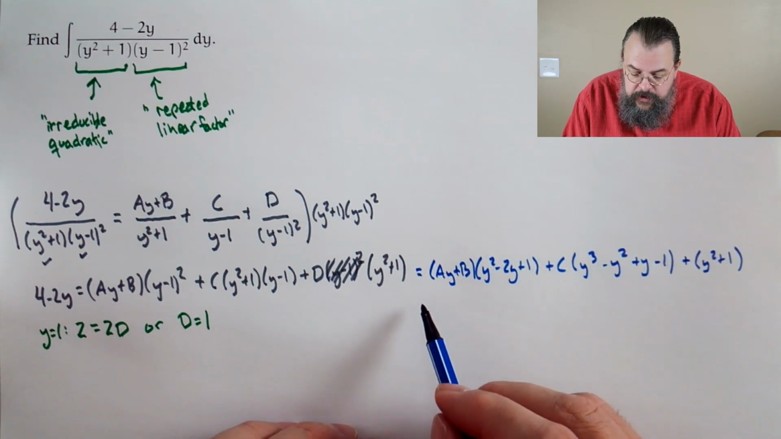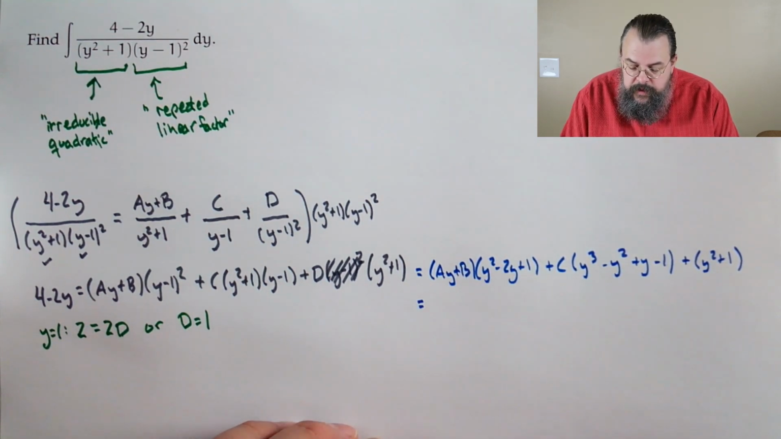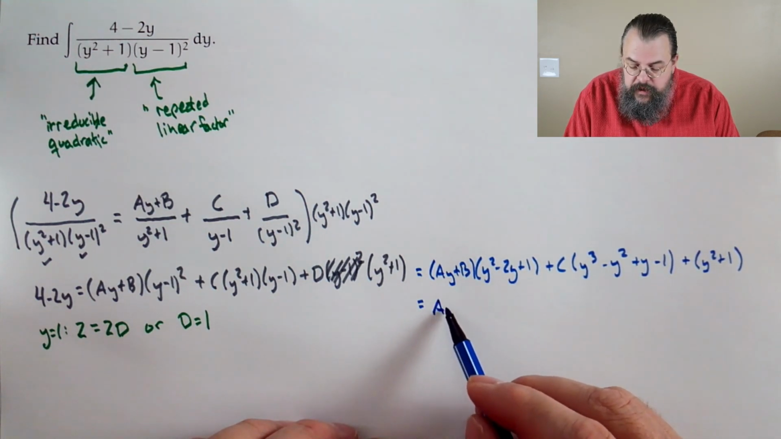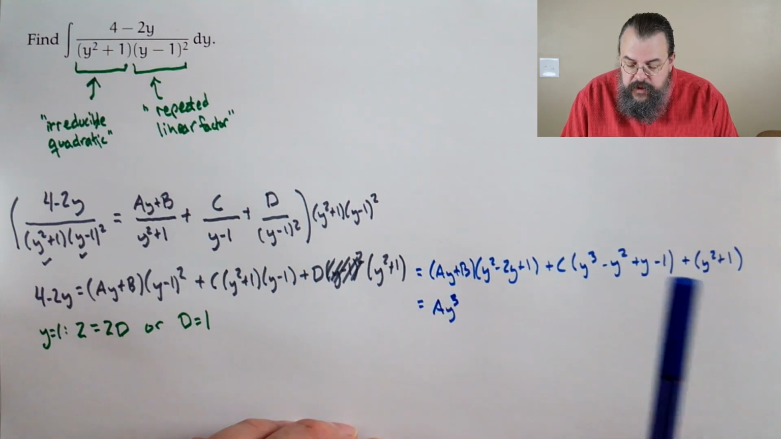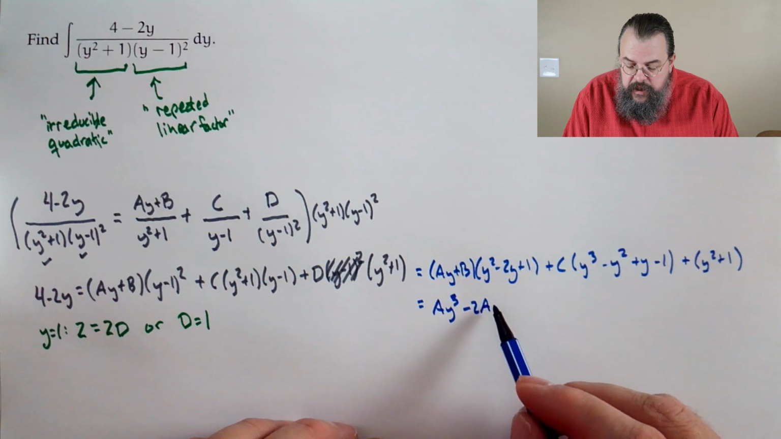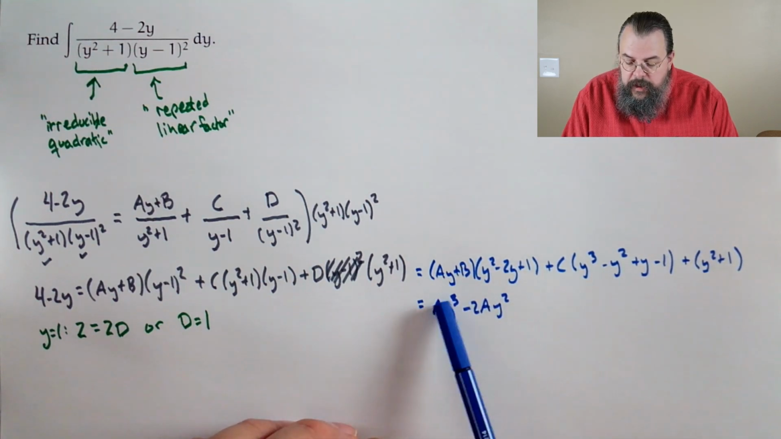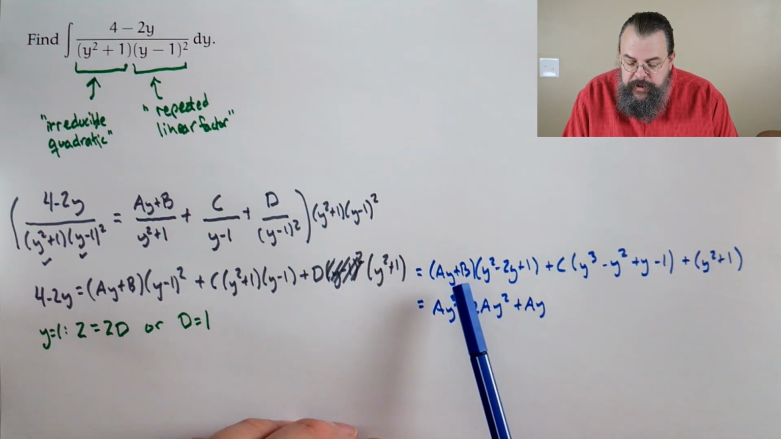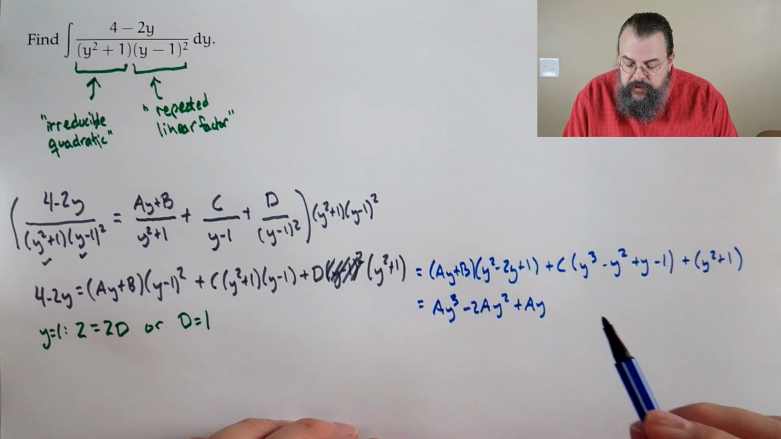Okay, so let's continue multiplying. So Ay times y squared, that's Ay cubed. Ay times minus 2y, minus 2Ay squared. Ay times 1 is Ay. And we have B times y squared.